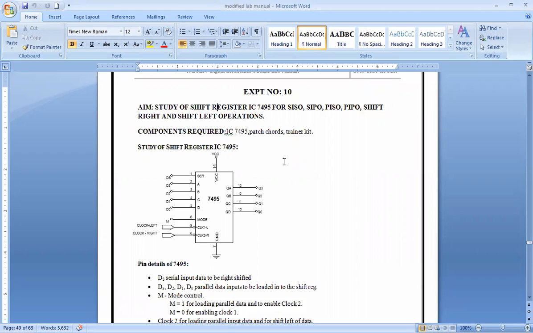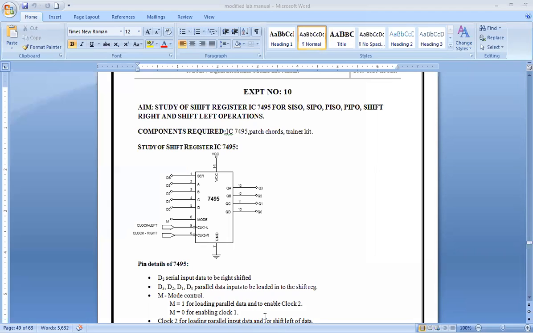Can you tell me what's a register? You can unmute and respond. A collection of counters. Counters, are you sure it's counters? A collection of flip-flops. Correct, not counters. So a register is a collection of flip-flops.